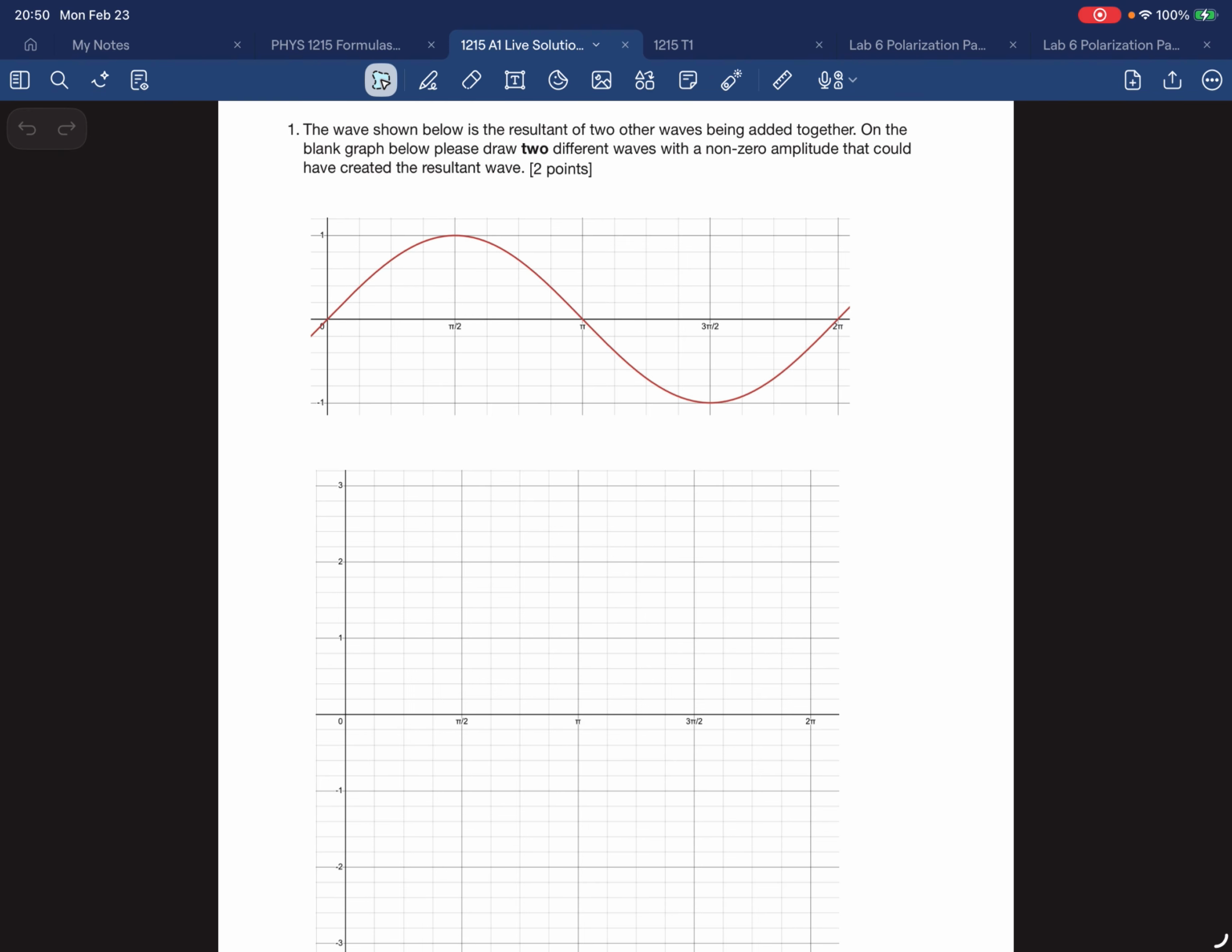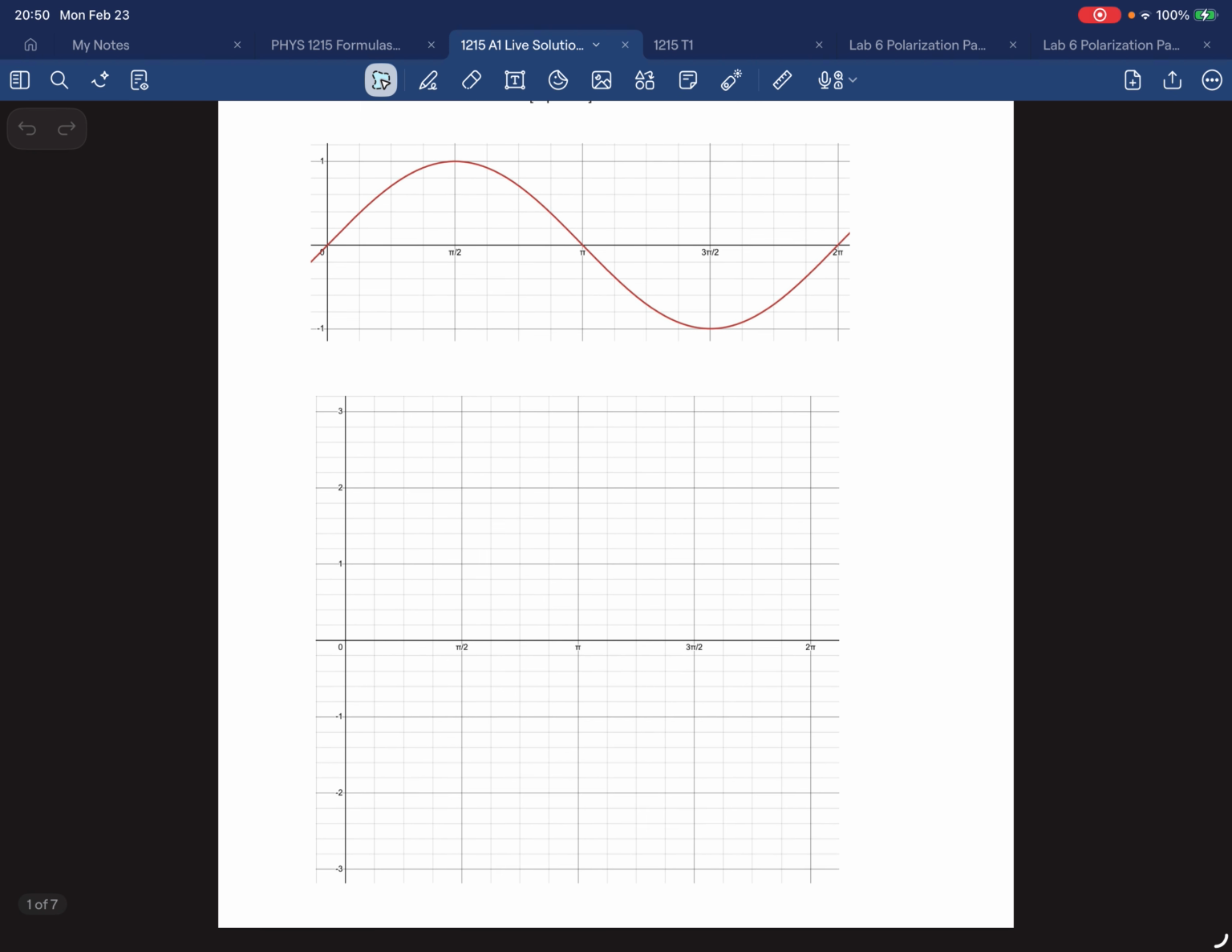The wave shown below is the resultant of two other waves being added together. On the blank graph below, please draw two different waves with a non-zero amplitude that could have created the resultant wave. So for this, there's literally an infinite number of solutions. One of the simplest ones that I saw quite frequently is what I'm going to show.